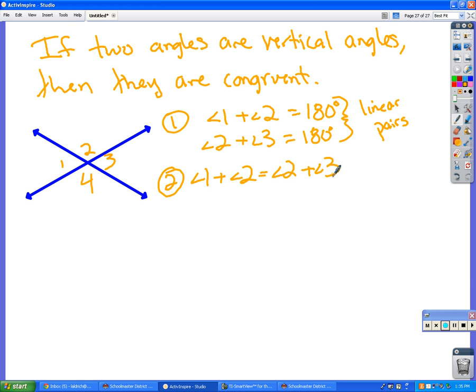Does anybody remember the algebraic property that we just used there? What that's called? The algebraic one. Yeah. No, not distributive. That's the whole parentheses thing. Substitution. Close. Substitute. Okay? So that is by substitution.